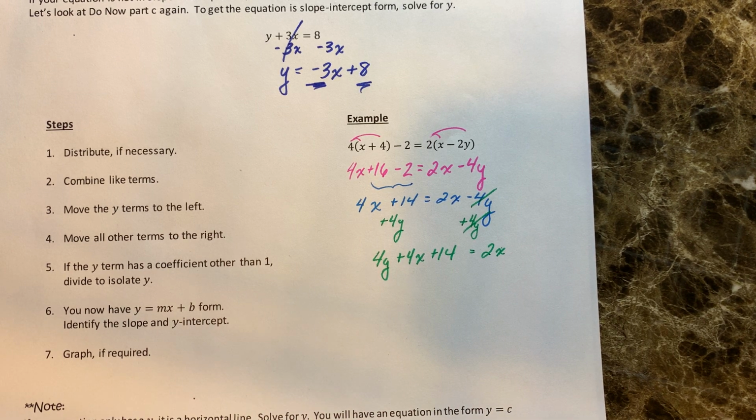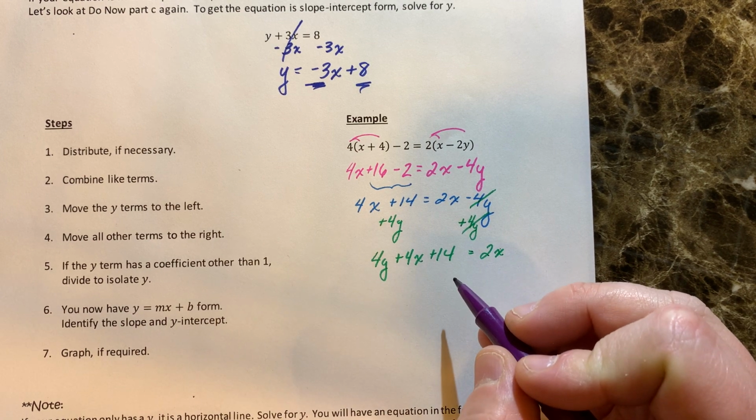So we've distributed, we've combined like terms, and we've moved the y terms to the left. Now we're going to move everything else, the x and the constant numbers, over to the other side, to the right.